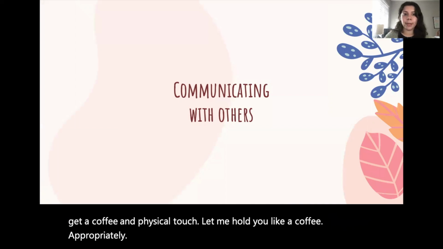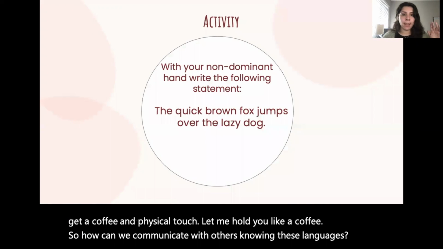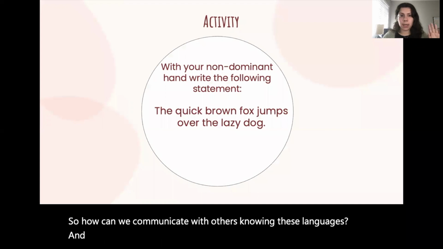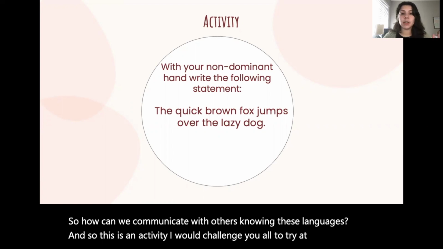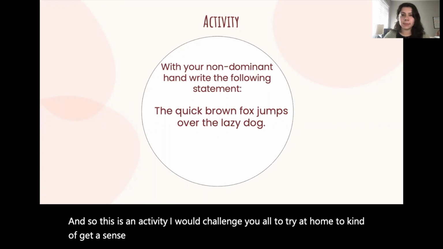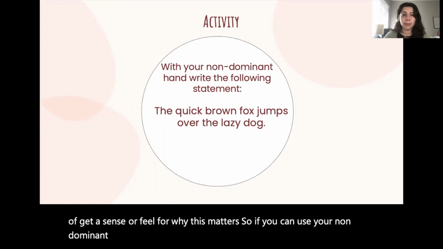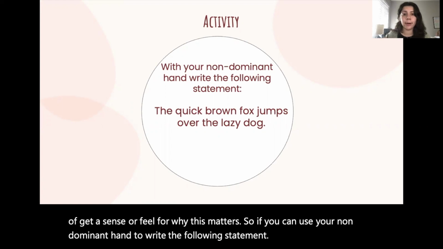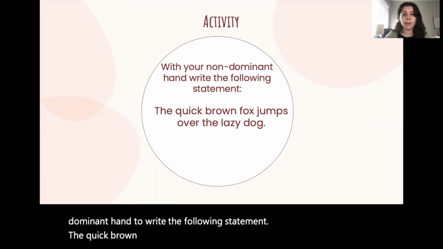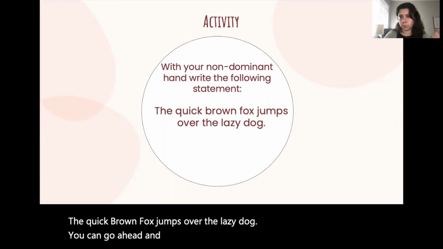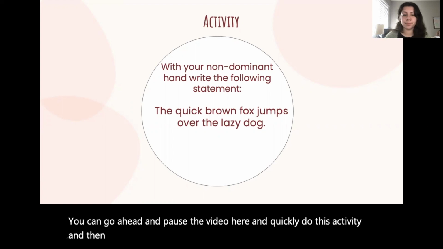So how can we communicate with others knowing these languages? This is an activity I would challenge you all to try at home to get a sense or feel for why this matters. Use your non-dominant hand to write the following statement: the quick brown fox jumps over the lazy dog. You can go ahead and pause the video here, quickly do this activity, and then continue the video.